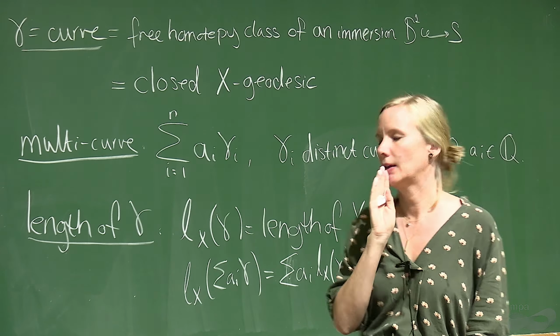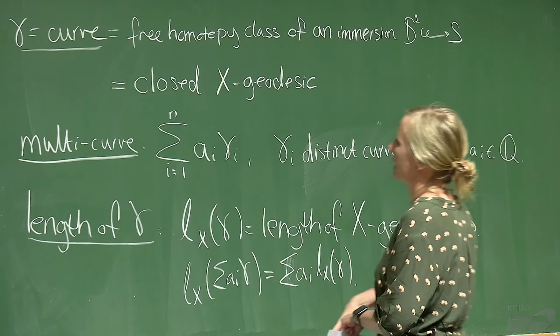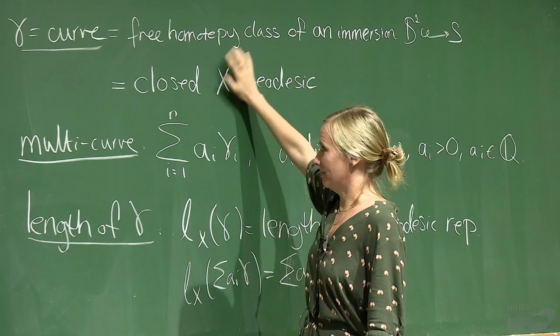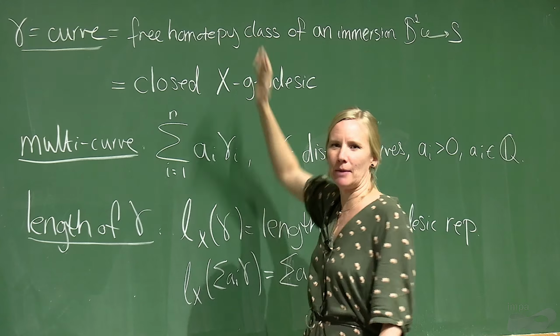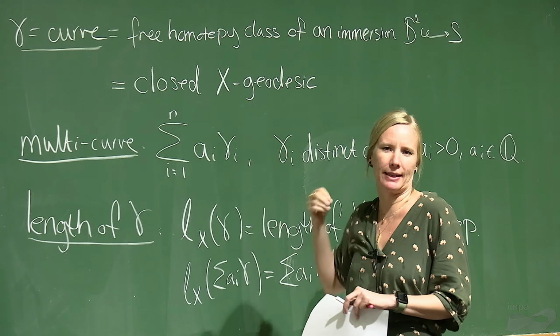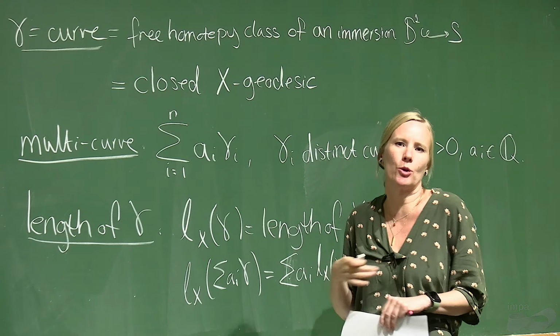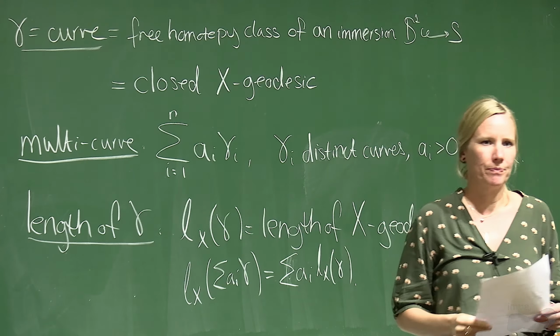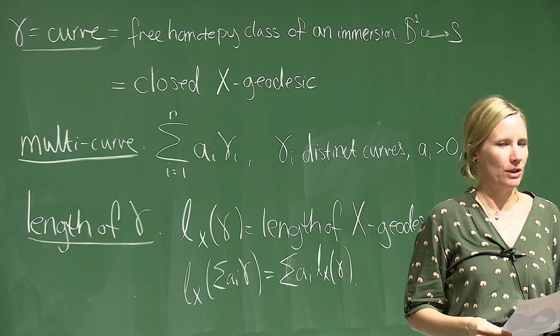Sorry? Yeah, so basically when I say a curve, if I don't have a metric, I mean the whole free homotopy class. But when I talk about the length, I need to have a metric, and then I take the geodesic, so the shortest length in this homotopy class. Any other questions?